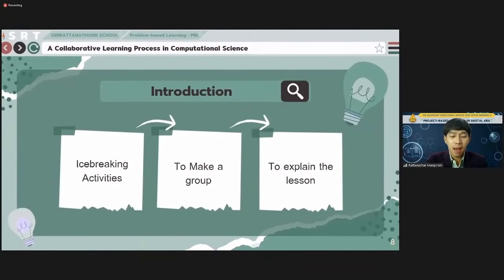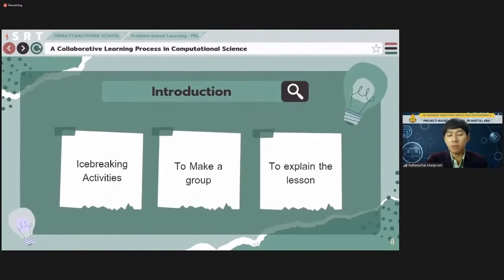Introduction. I let the students play a game to break the ice. Next, I make student groups of 5 to do the activity, and I explain the objective of the lesson.